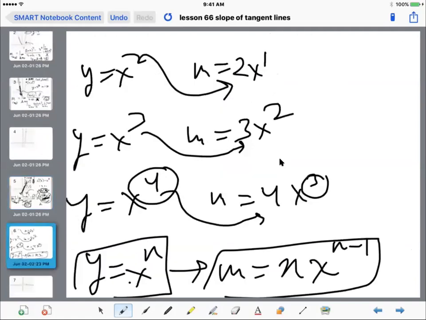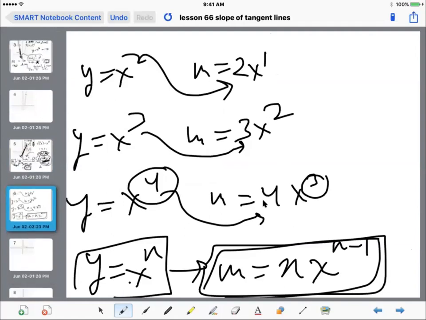This is like a major result from calculus next year. Your teacher's going to be all excited the day that they're going to be teaching that rule, the power rule, but you will have already learned it, so I kind of stole their thunder. Just act surprised when you hear it next year. Well, they're going to be mad at me.